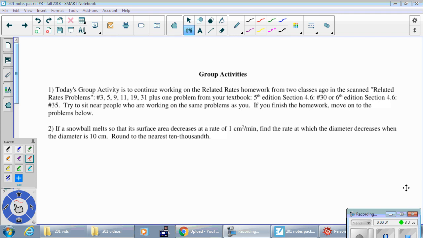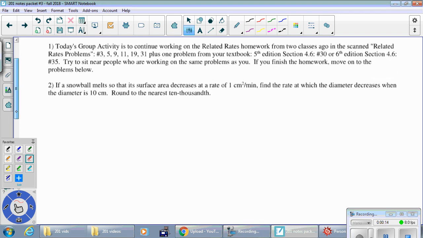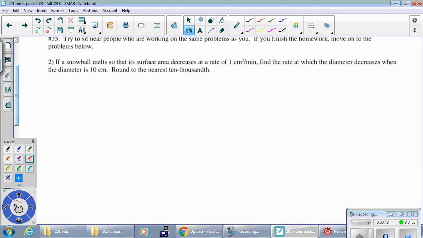Lesson 29, activities. Number 2 has to do with the snowball. Go ahead and read it before watching the video. So in this case, because the problem involves surface area, I feel like we're going to need the formula for the surface area of a sphere. But anyway, it does tell us that the surface area is changing, decreasing at a rate of 1 square centimeter per minute. And because of the word decrease, we have to put a negative there.